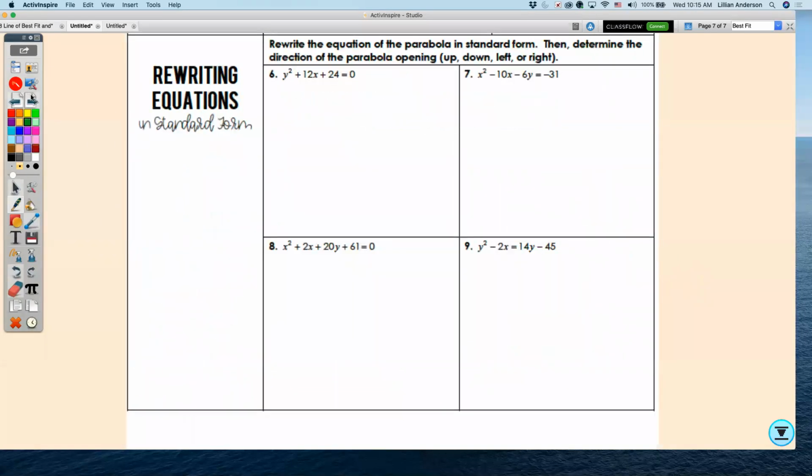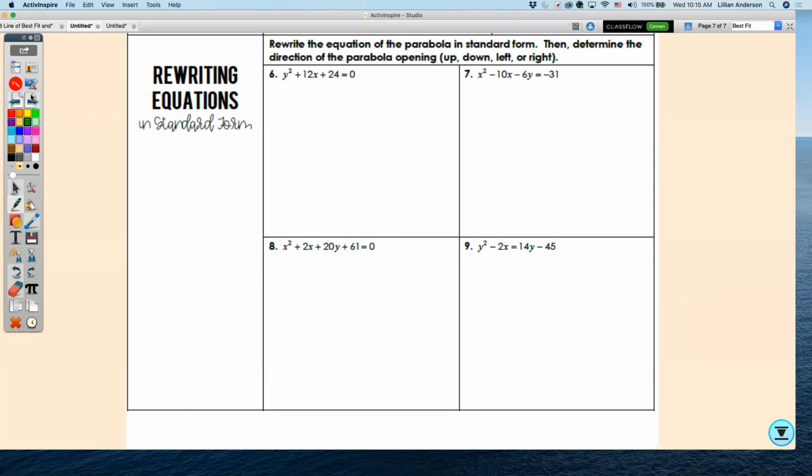All right. So we talked about graphing. We talked about finding its features. Now let's make sure that we can write any parabolas in standard form. And then we're also going to practice identifying which way it opens. Okay. So we have a few examples here. None of them are in standard form, so we have to rewrite them.